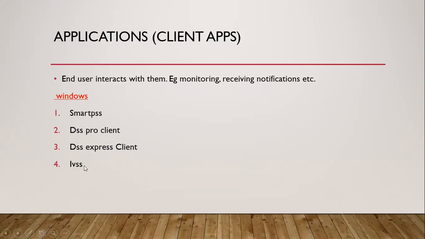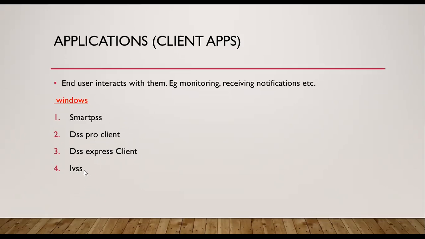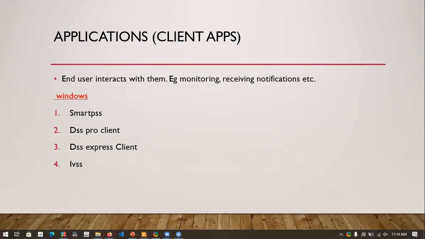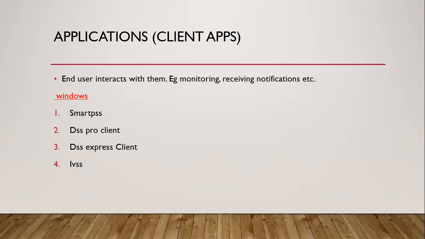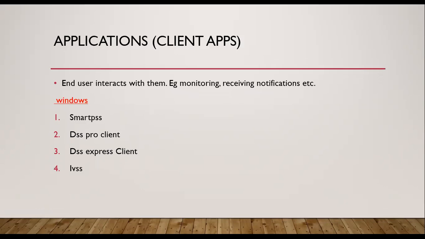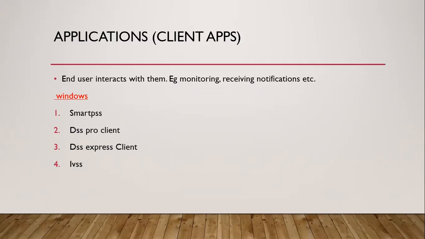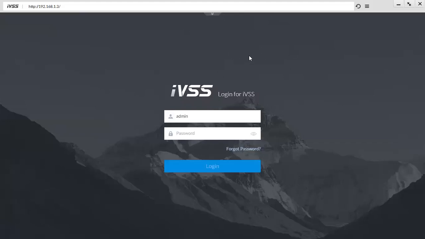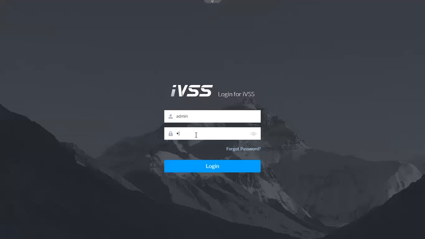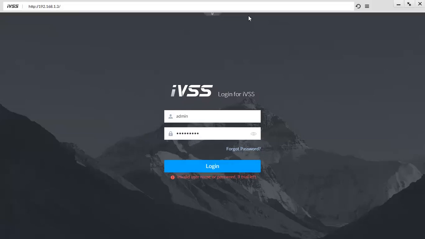We also have software like IVSS. IVSS is software that you download from the web interface of the IVSS device. Let me just show you. So this software is the IVSS software. You download it from the web interface of IVSS, and it will install locally. Afterwards, you can use it to access the IVSS from your computer.